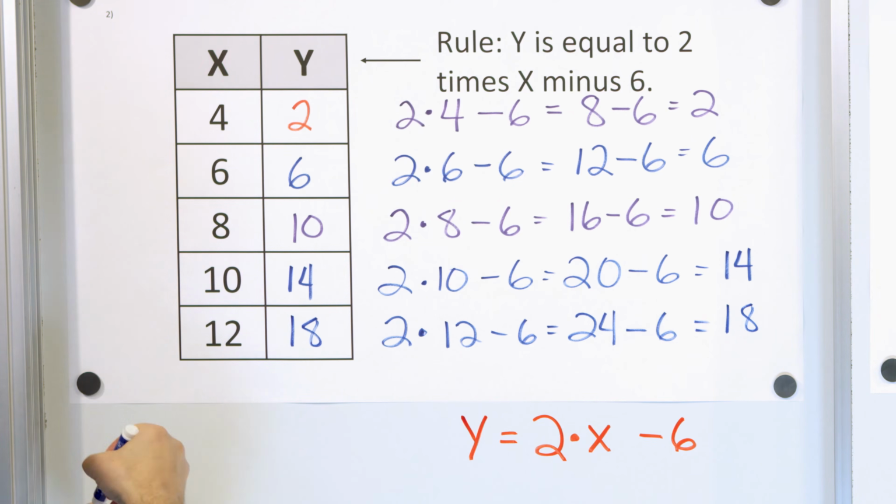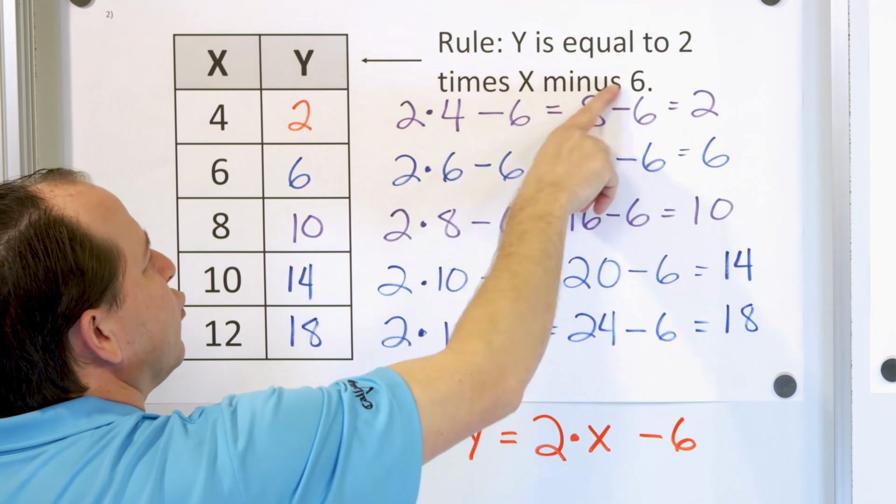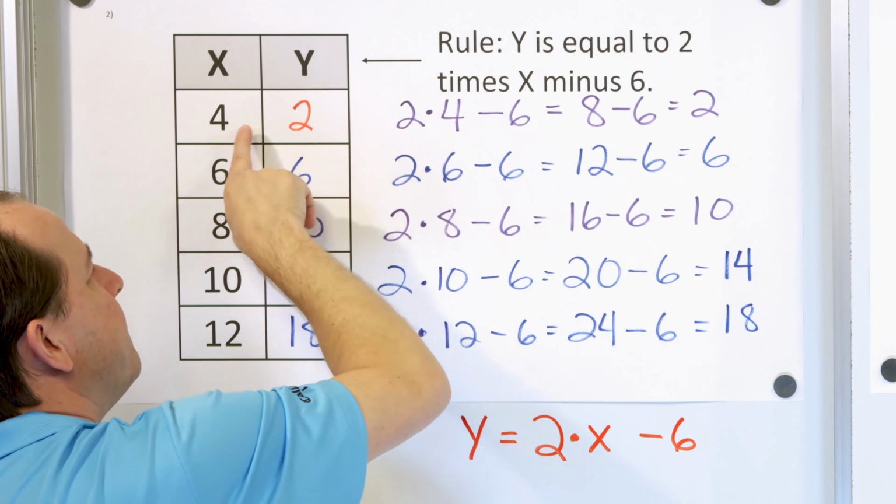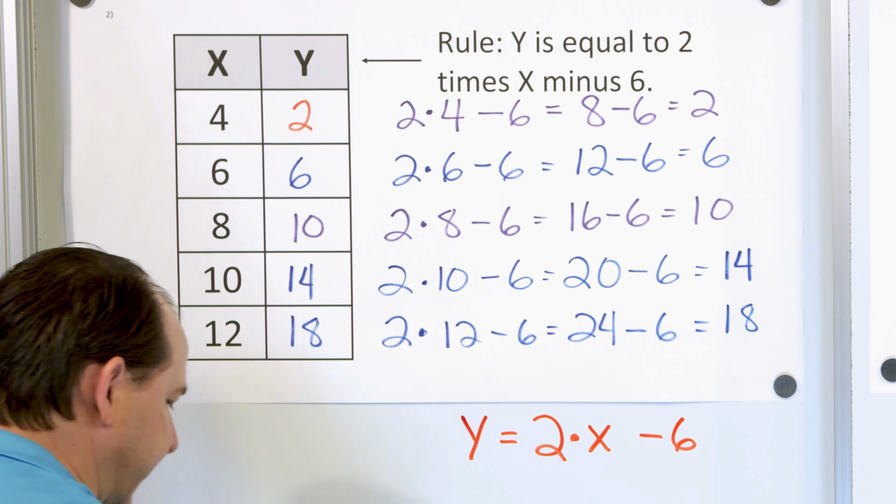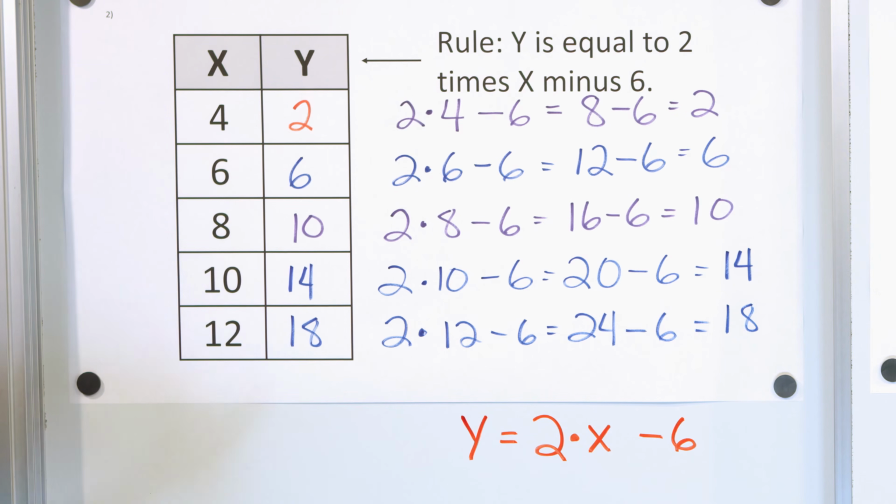So all of that work was just applying the rule: y is equal to 2 times x minus 6. And now we have the numbers to plot. So we have 4, 2. Let me check. 2, 6, 10, 14, 18.